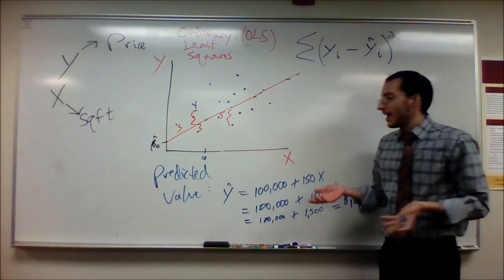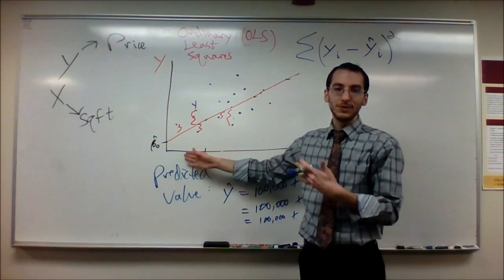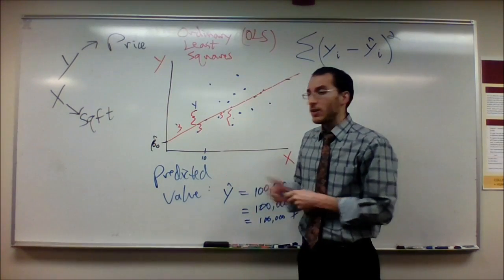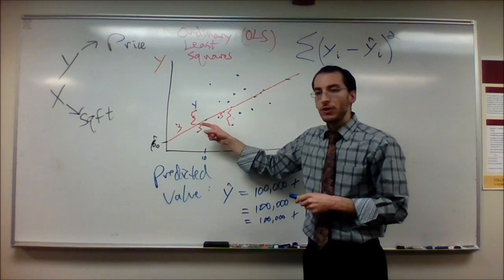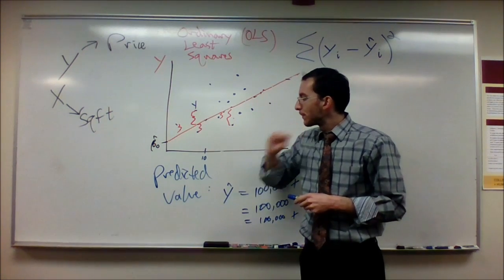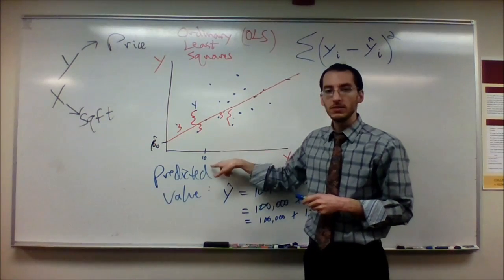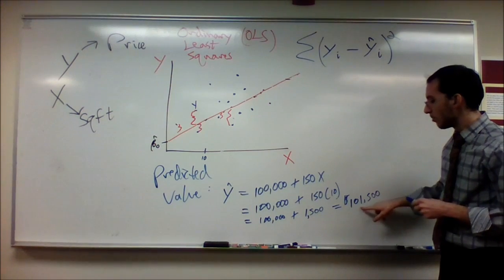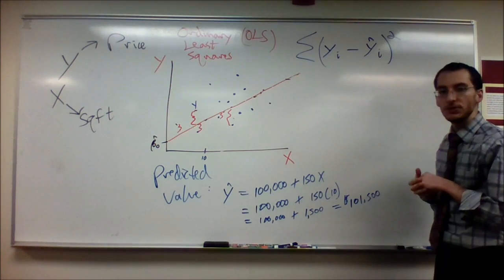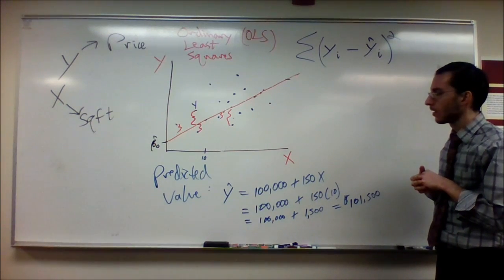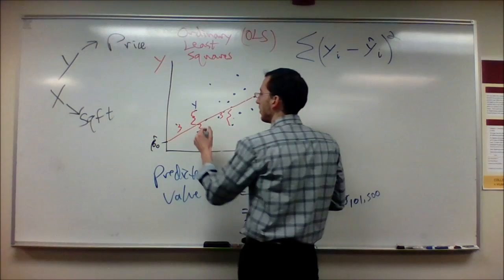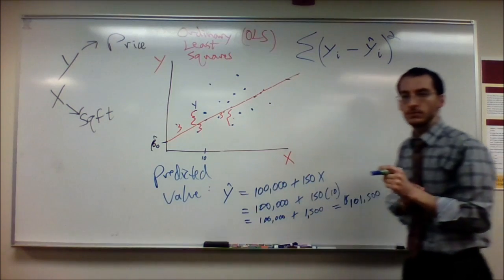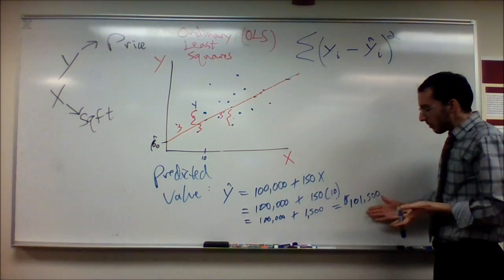So if I took data and I definitely had houses that were somehow 10 square feet in size, which seems unlikely, I could say, great, what's my predicted average price for a house of 10 square feet in size? I just plug it into my estimated model, and I get a prediction of 101,500. And let's just say that that was somewhere right here. Great, so that's my predicted value.